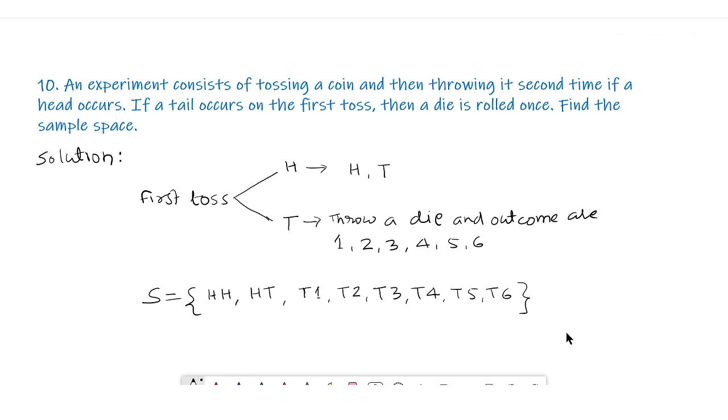So this is our sample space: head head, head tail, or tail with 1 on the die, tail with 2 on the die, tail with 3 on the die, tail with 4 on the die, tail with 5 on the die, or tail with 6 on the die.